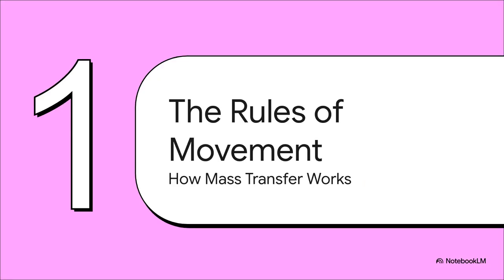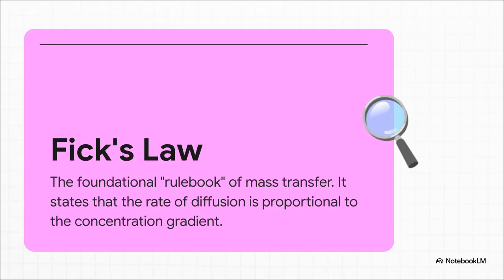Okay, so let's get into the nitty-gritty. How does this movement actually work? What are the rules of the game? The core principle, the rule book if you will, is something called Fick's law. Basically, what it says is that the rate of diffusion, how fast things move, is all about the concentration gradient. So think of it this way. The more crowded one area is compared to another, the faster the molecules are going to move to spread out.